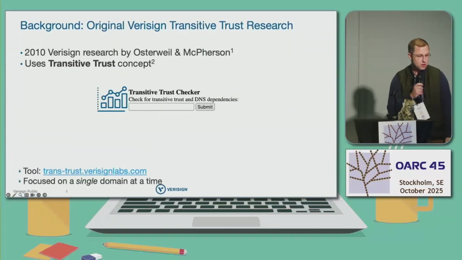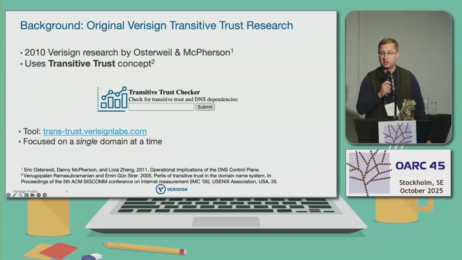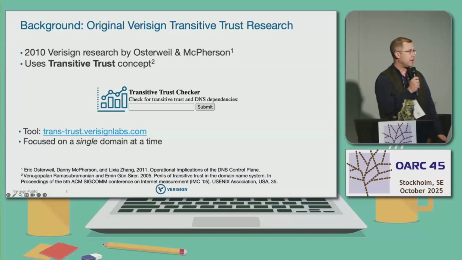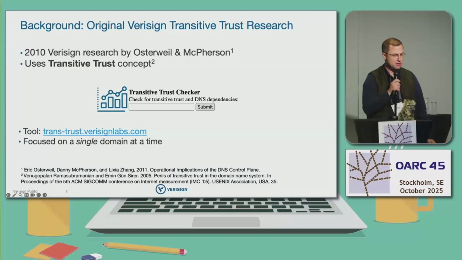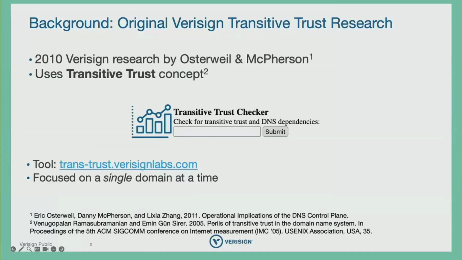All right, so I'm sure most of you are familiar with the concept of transitive trust. It's not exactly new. It came out in 2005 by Ramo Bersarian and was further developed by Eric Osterweil and Danny McPherson at Verisign around 2010. Verisign also developed a transitive trust tool, which you see the link up there. You're welcome to go to that. This tool works by taking a single domain name and expanding the name delegation points and understanding the transitive trust base of that.